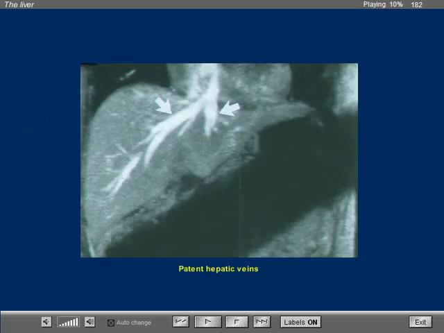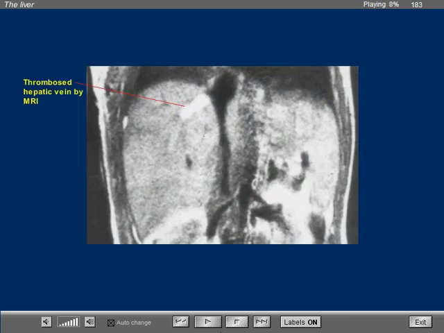MRI angiography can reveal the patency of the hepatic veins and also show membranes at the level of the hepatic vein when this is the cause of the Budd-Chiari syndrome, as seen in this coronal image of the liver. A high signal from a thrombus in the hepatic vein is demonstrated in this coronal image of the liver. Note the white density that represents the thrombosed hepatic vein.